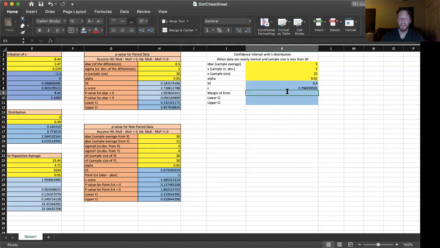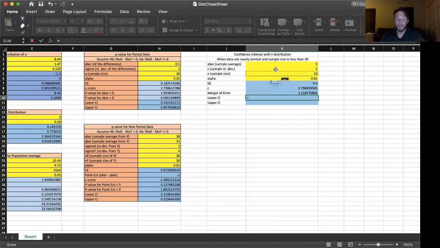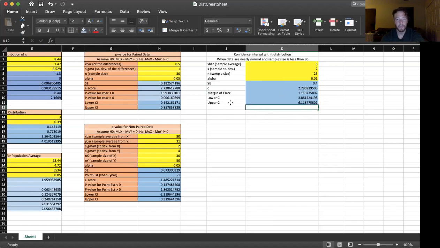Pretty cool. Margin of error is just going to be equal to that C value times our standard error. Lower confidence interval. So you remember confidence interval is just point estimate plus or minus this C times the standard error, or plus or minus what we call the margin of error, which is the product of the two of them, right? So for the lower, we're going to have x bar minus the margin of error. And we're going to have x bar plus the margin of error. Just like that, we have a confidence interval using the t-distribution.